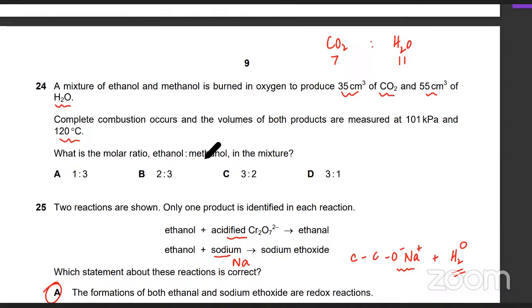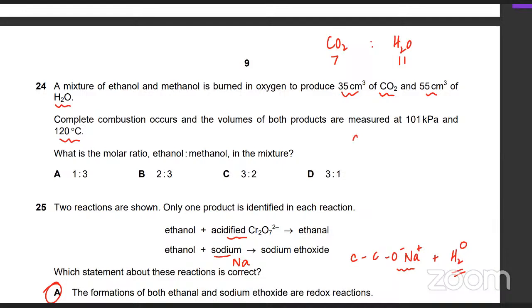It's asking what is the molar ratio of ethanol and methanol in the mixture. Basically, which mixture is going to produce carbon dioxide and water in this ratio? There's only one way I can think of doing this question, and that is trial and error. I can start with the first one. Say I have one methanol, which is CH3OH, and three ethanol. So ethanol comes first. I guess there's no shortcut to it. It's just trial and error.